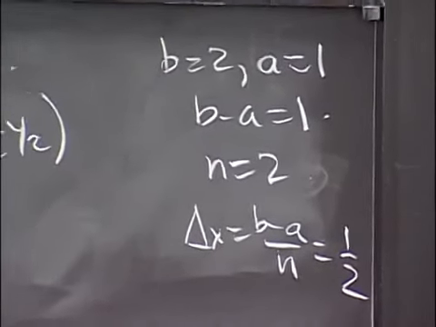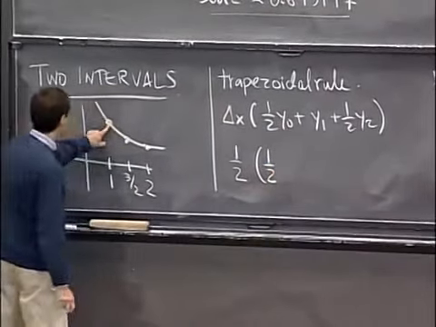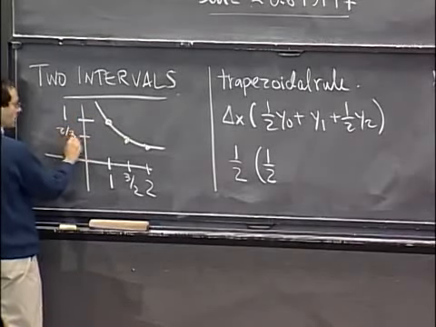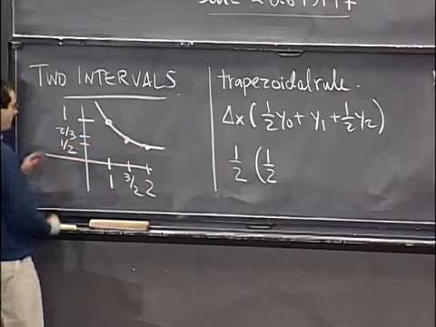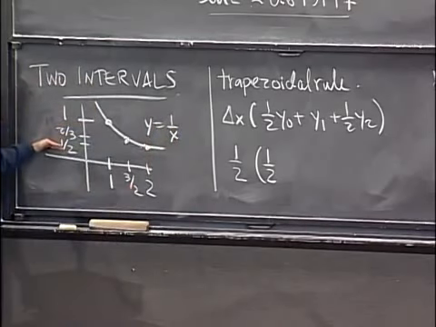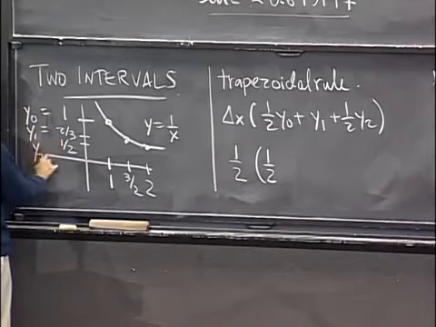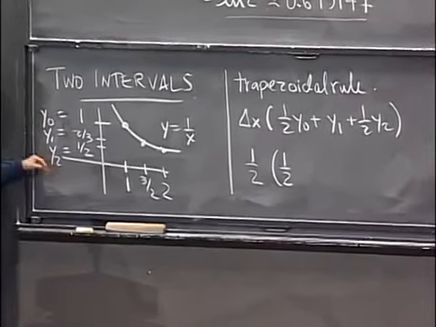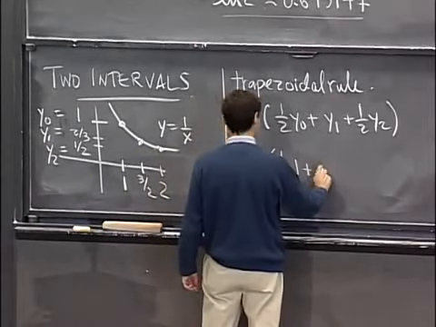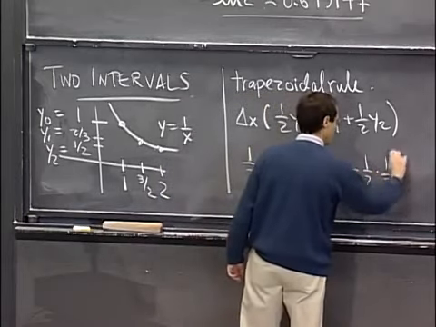So here's what we get. And let's just see what this number is. It's a half of the value here. Well, let's just check what these values are. This value is 1. This value over here is 2/3. And the last value is a half. All right? Because the function, of course, was y equals 1 over x. And those were the 3 values that we have. So y0, this one is y0, this one is y1, and this one is y2. All right? Now here we have a half times 1 plus 2/3 plus a half times a half.